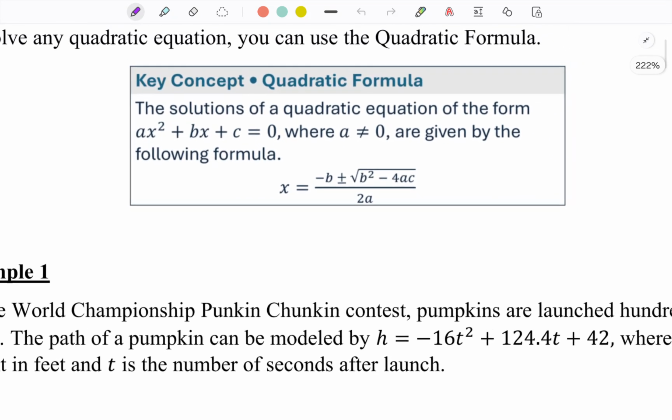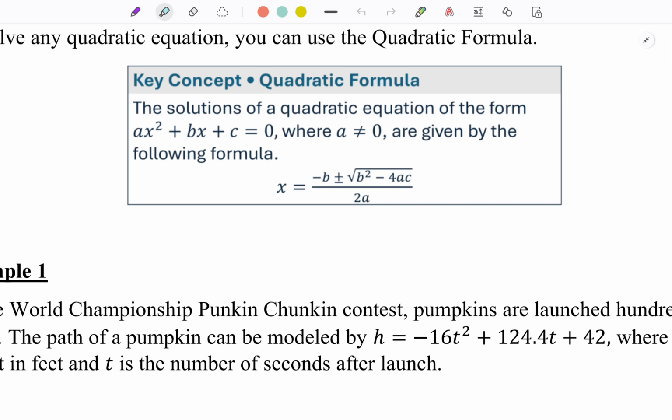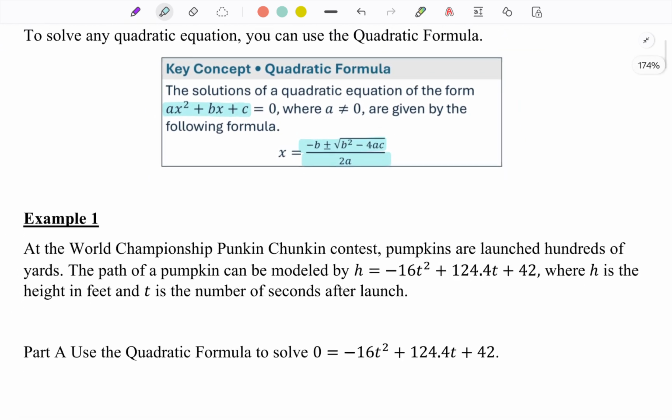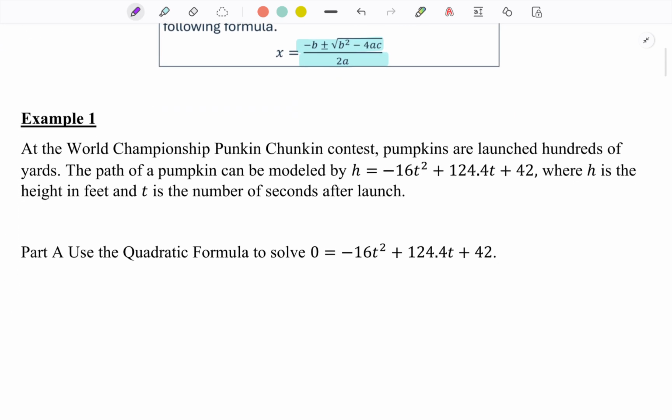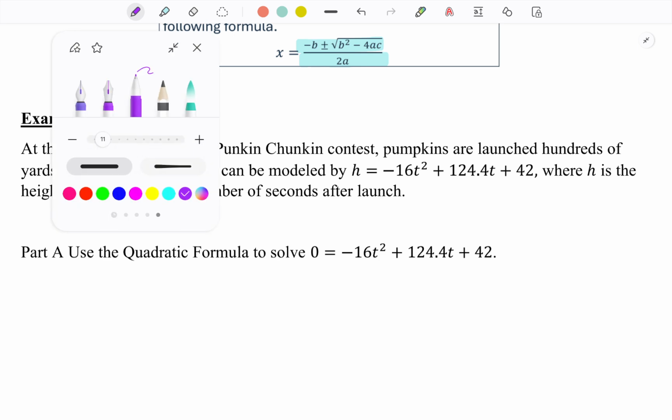So this is something you will need to memorize because I will not be putting it on the board for the test or any of the quizzes. So if you're going to plan on using it, you need to memorize it. So the formula is x equals negative b plus or minus the square root of b squared minus 4ac all over 2a. And so you can pull all of these coefficients from that quadratic in standard form. You have to be in standard form. So let's go ahead and look at our first problem.